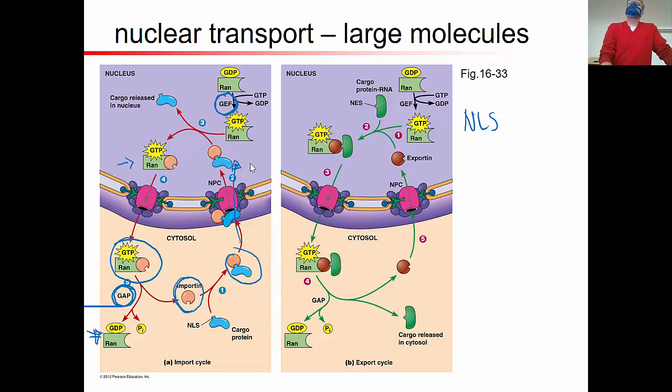What happens inside the nucleus, of course, is that RAN is in the GTP-bound form. That's how our switch worked. So in the nucleus, RAN will bind to our importin, we see this here, and that means the cargo is released.